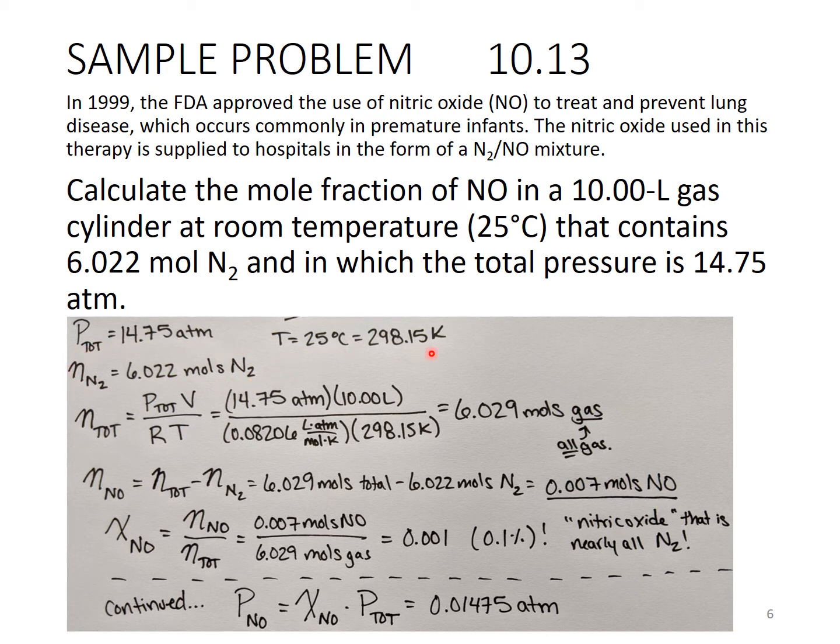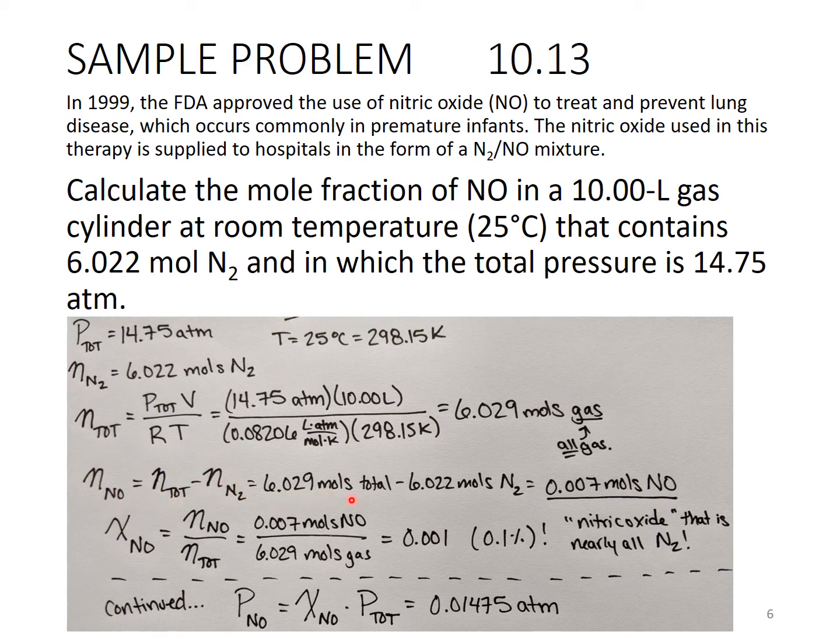The temperature is 298.15 Kelvin. Okay, so we can get to the moles total in the cylinder because we have the pressure total, right? So this 6.029 moles of gas, this is all of the gas. So this is both N2 and NO, right? So if we wanted to get to the moles of NO, that's just N total minus the moles of N2.